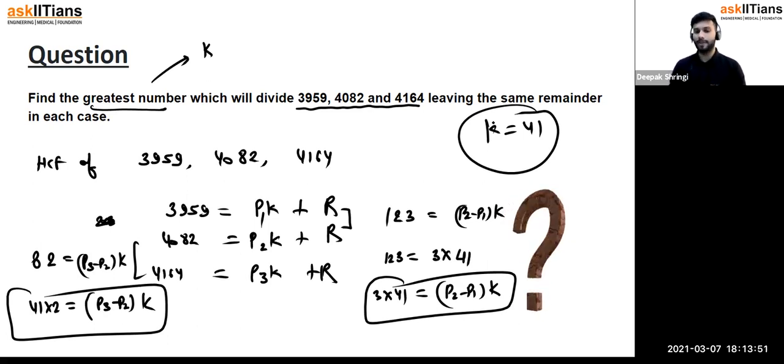First case, divisor was p1. Second case, it was p2. Third case, it was p3. And remainder was same, right? The answer is 41. ठीक है। अच्छा क्वेश्चन था, समझ में आया?